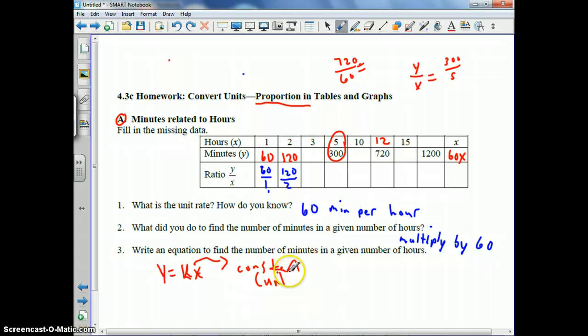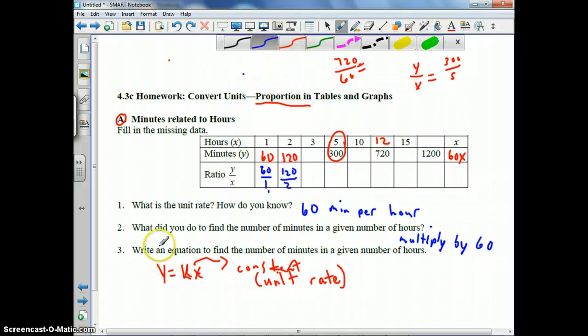Now, like I told you earlier today, next year there's going to be a different letter. It's going to be m. They're going to call it slope. It's the same concept, but you find it a little differently. Whenever it's just a constant, kx, like this, it is the unit rate. Next year, they're going to add some to this. It's going to be a little different, but very similar nonetheless.